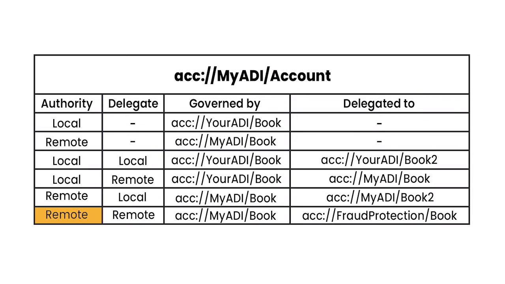Finally, we have remote authorities and remote delegates, where yourADI/account is governed by one or more external keybooks, who in turn delegate authority to other external keybooks. For example, yourADI/account is governed by myADI/book, who delegates to fraudprotection/book. In this case, myADI could be a manager of your ADI with the authority to transfer tokens on a platform that relies maybe on a layer 2 solution. If the layer 2 solution is taken down, then fraudprotection/book could be used to automatically cancel all outstanding transactions.